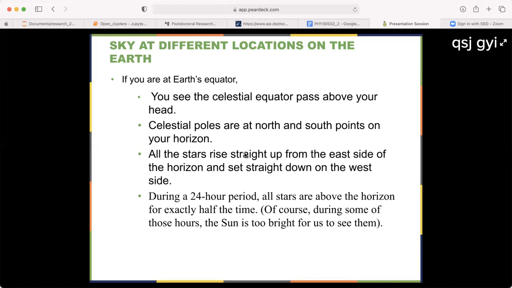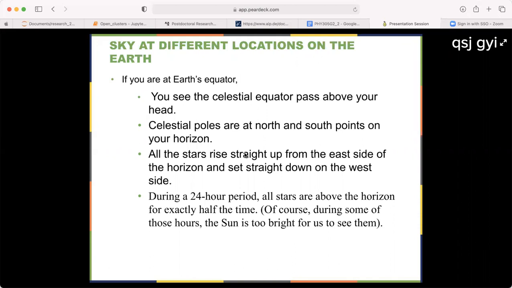So what you will see is the celestial equator pass above your head. Think about sitting on the equator. Directly above your head, you will have the celestial equator, that means on the zenith point. And these celestial poles are at the north and south points on your horizon. So if you are on the equator, the north celestial pole and the south celestial pole will be on your horizon. That is something you have to imagine and think about in this particular situation.